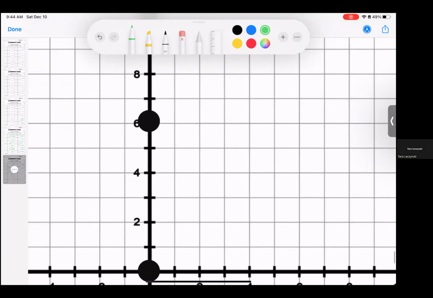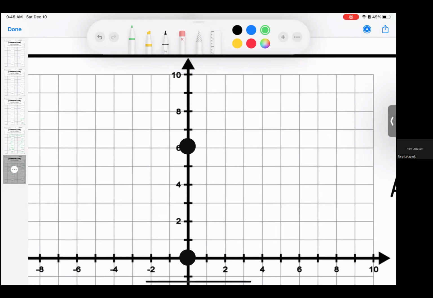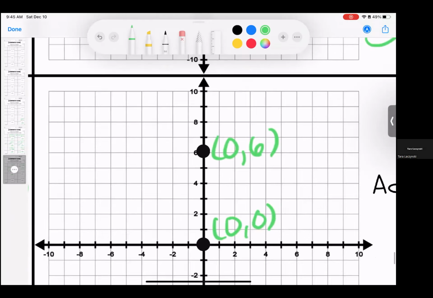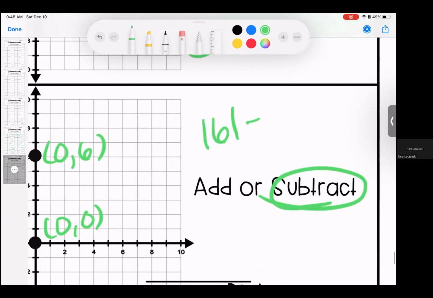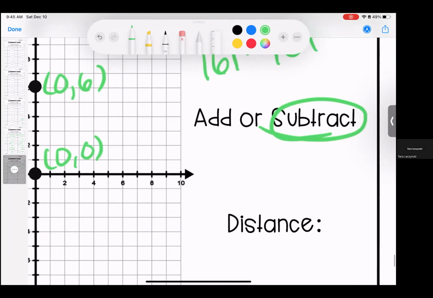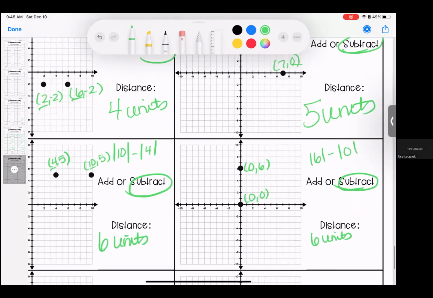Coming over here, they are both positive, they're both neutral, so we're going to say that we're going to subtract them. We have an x of 0 and a y of 6, an x of 0 and a y of 0. We are right in the middle, so that's 0, 0, looking at the difference between 6 and 0, has a difference of 6 units. Again, this is another one where if you would have added, it would have been okay. But for our purposes, let's keep it consistent.